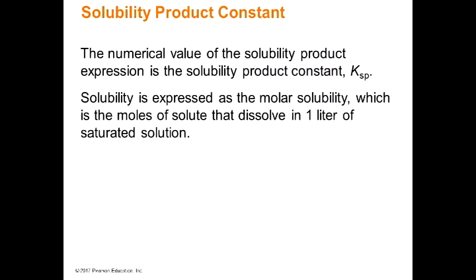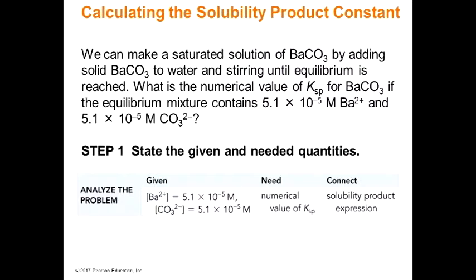We can make a saturated solution, shown here. The equilibrium mixture contains 5.1 times 10 to the minus 5 molar barium plus 2 and carbonate minus 2. You simply look at these values and work it through this problem. This is slide number 27 in this set. We take the concentration of barium.